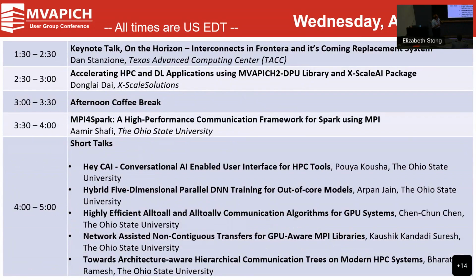Then Dong Lai from X-ScaleSolutions will be talking about accelerating HPC and DL applications with the MVAPICH2 DPU library. Then Amir will be talking about MPI for Spark. This is the project we introduced, on how you can bring the big data stack and Spark over MPI. Then we'll have a set of short talks, and then we'll finish. So that's how the program today looks.